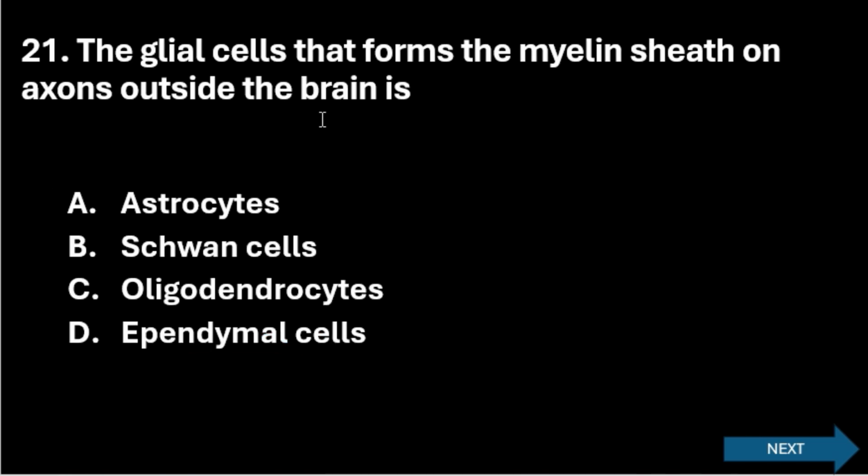The glial cells that form the myelin sheath of axons outside the brain is option A astrocytes, B Schwann cells, C oligodendrocytes, and D ependymal cells. The answer is Schwann cells. Here you see the glial cells that form the myelin sheath on axons outside the brain is Schwann cells and inside the brain is oligodendrocytes.